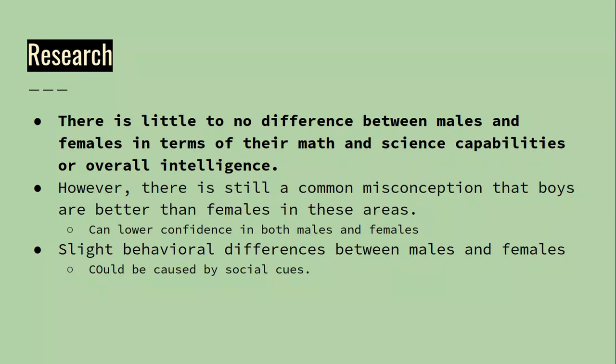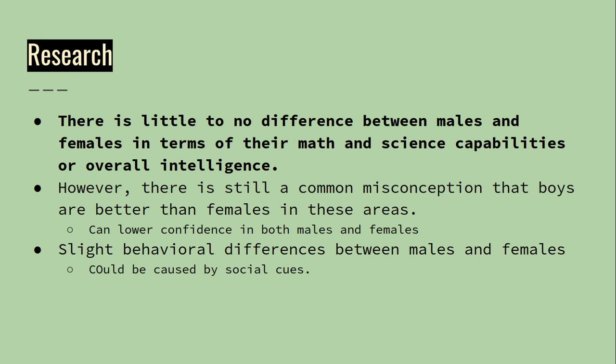Once psychologists began to study the differences between these two genders, they found that there is little to no difference between males and females in terms of performance abilities in math and science, or even in overall intelligence. However, there is still a common misconception that boys are better than females in these areas. This could lower the confidence of females, preventing them from performing at their highest potential. But this can also damage the confidence of males when they do not meet the social expectations.